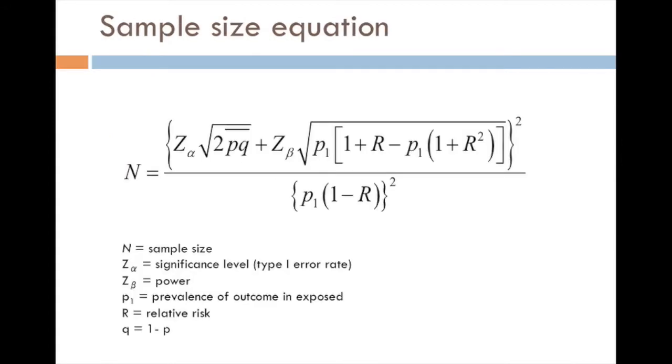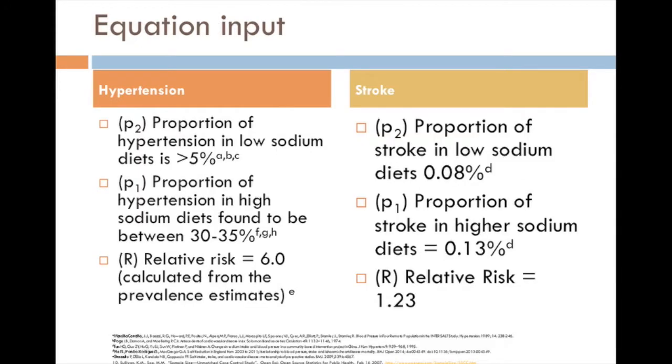Here we see a sample size equation similar to the one in the previous study, except now we are looking for relative risk and prevalence values. Here is a summary of the literature review and subsequent calculations. Proportions of hypertension were very low in low sodium diets, less than 5%, and in high sodium diets, 30 to 35%. We were able to calculate the relative risk from values found in the literature to be 6.